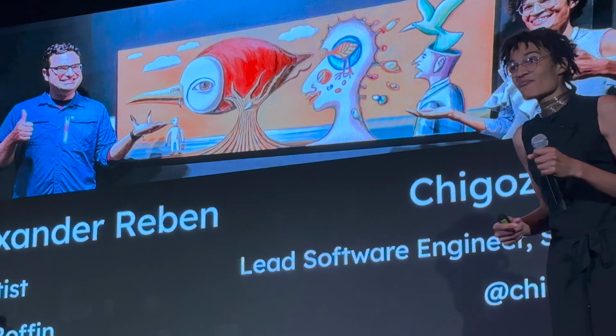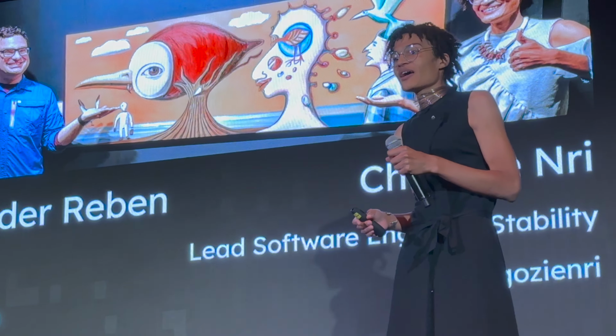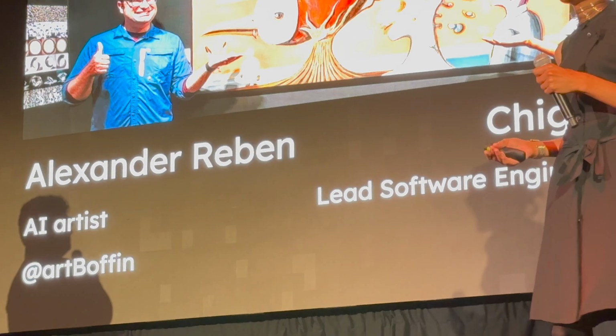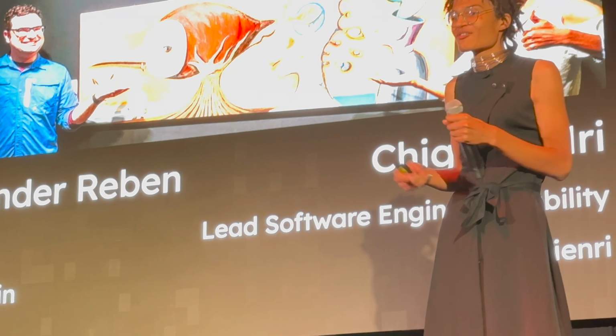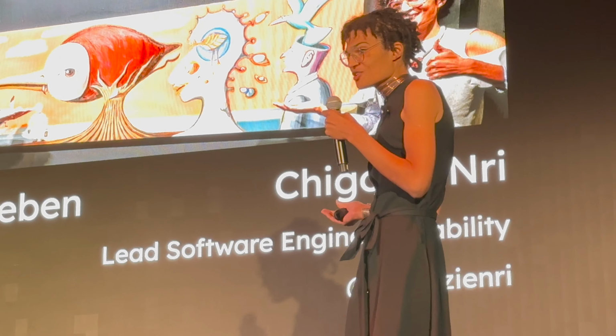I'd like to introduce myself and also Alex. I'm Chigozi Unri, and I'm a software engineer at Stability. And one of the things I've been working on recently is generally getting Stable Diffusion out into the world, through the API and also through Gene Studio.